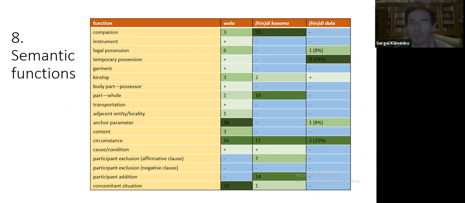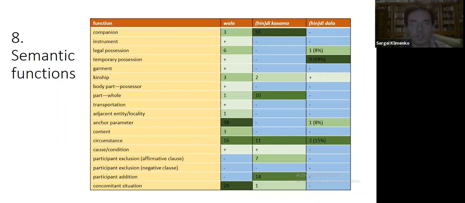And we can see that in some way, the constructions are in complementary distribution. So, for example, temporary possession is expressed only with the construction with dala, while anchor parameter is predominantly expressed with the construction with wala. The same goes for concomitant situation function, while participant addition is only expressed with the construction with hindi kasama.